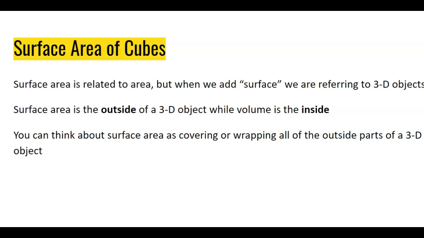So if you think about a cake, the cake part is volume and the frosting or icing part would be surface area. You could also think about surface area like wrapping or covering the outside parts of any 3D shape. So if you wrap something in plastic or wrapped it in paper, that would be surface area.